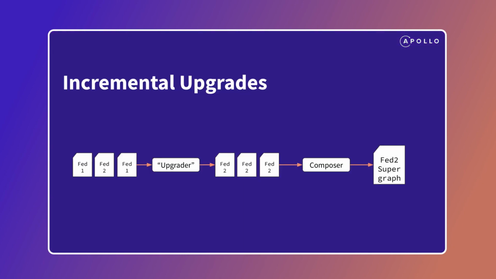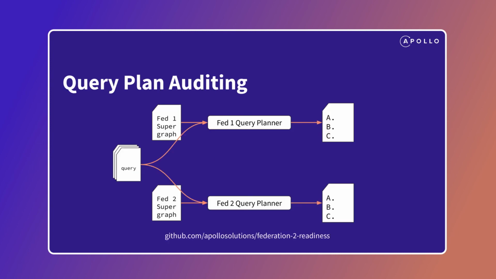For starters, we made Federation 2 a very incremental upgrade. You can upgrade one subgraph at a time, and each team can do it at their own pace. We do this by having an upgrade algorithm within the composer that converts Federation 1 subgraphs into Federation 2 subgraphs before composition. What's great about this is that means you get all of those improved diagnostics, better error messages, and hints because the composer really only sees Federation 2 subgraphs.